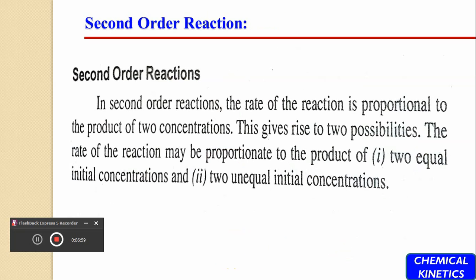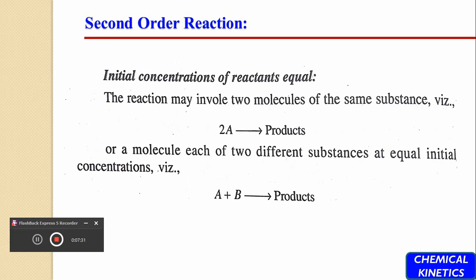It's very simple. So dear friends, in the last part of the video we discussed the first order reaction. Now we will proceed to the study of second order reaction. A second order reaction is a reaction whose rate is directly proportional to the concentration of two reactants, and that reaction is called a second order reaction. So the rate of reaction may be proportional to the product of two equal initial concentrations, or these two concentrations may be different.